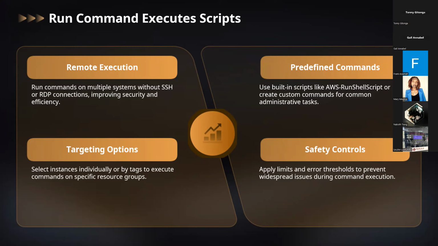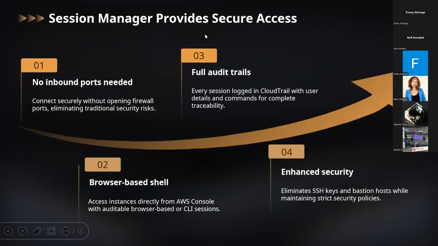Target options: select instances individually or by tags to execute commands on specific resources. You can select a group of instances and run commands to do any task, like automation. It uses built-in scripts like AWS-RunShellScript or you can create custom commands for common administrative tasks. Safety controls apply limits and error thresholds to prevent widespread failures during command execution.